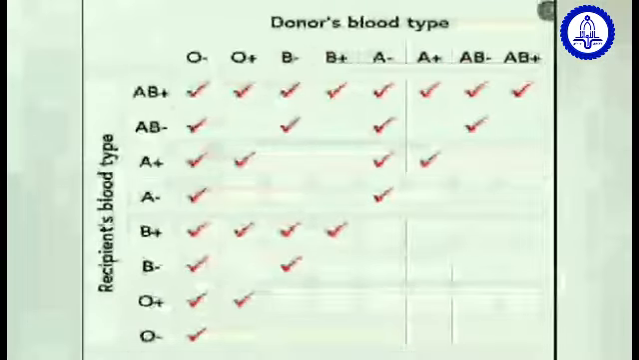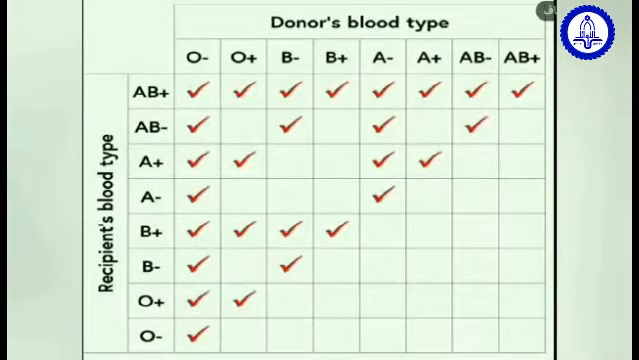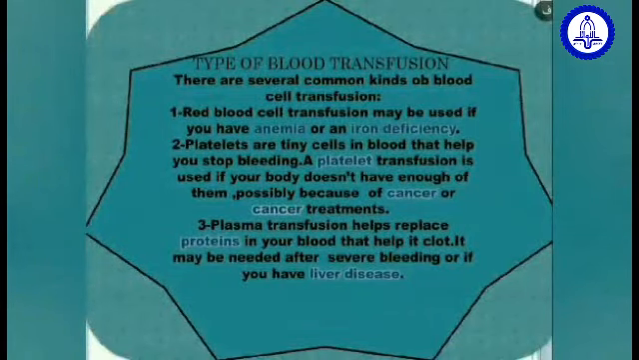We'll talk about donor's blood type. Of a blood transfusion, there are several common kinds of blood cell transfusion. 1. Red blood cell transfusion may be used if you have anemia or iron deficiency. 2. Platelets are tiny cells in blood that help you stop bleeding.